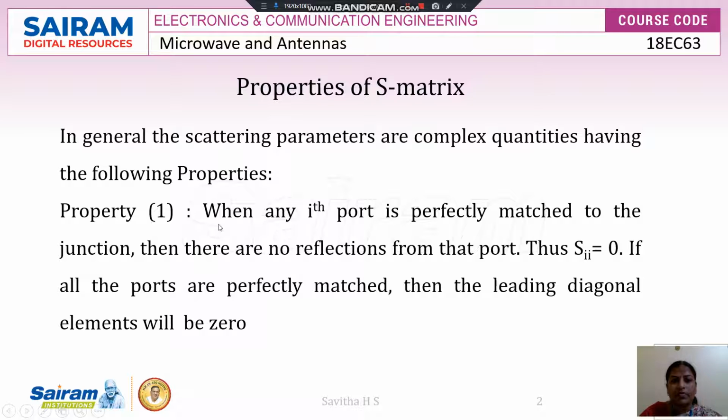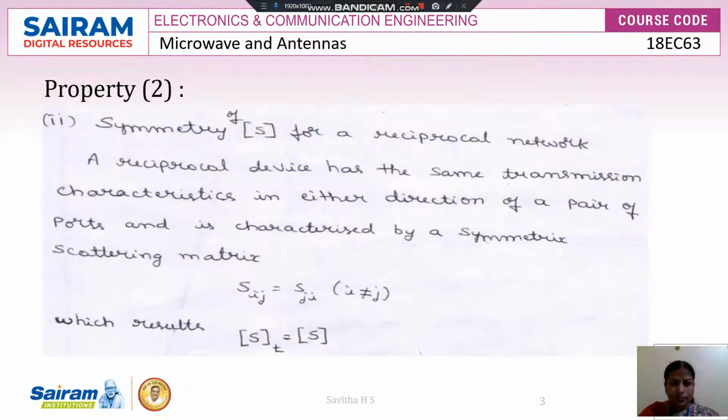In property 1 we'll see that when any ith port is perfectly matched to the junction, then there is no reflection from that port. Thus Sii is equal to 0. If Sii is equal to 0, it means the other diagonal element Sjj is also equal to 0.